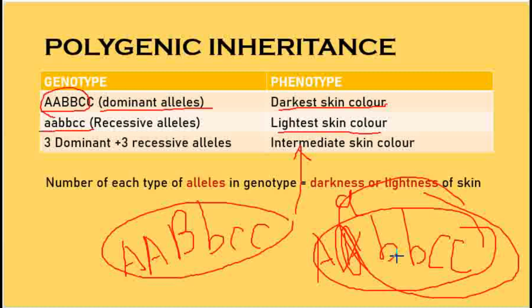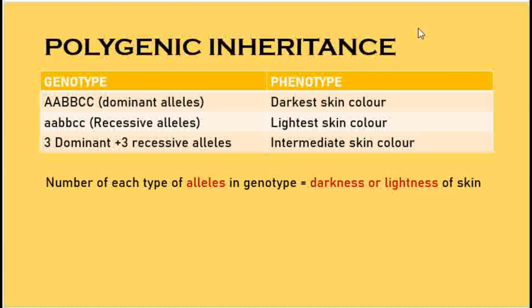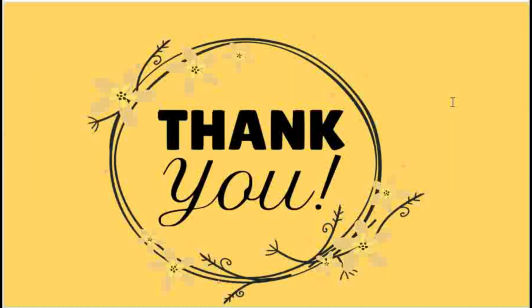So the number of each type of allele, how many recessive or how many dominant alleles you find in the genotype, gives us the darkness or the lightness of the skin color of an individual. So this is about polygenic inheritance.